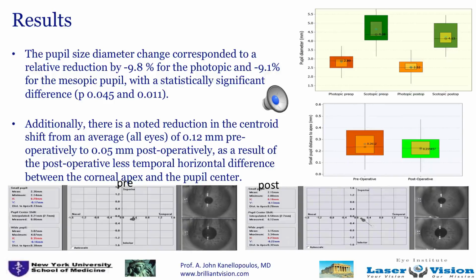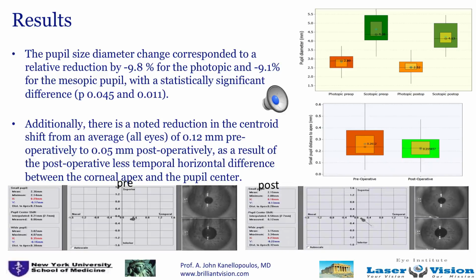In addition, there's a noted reduction in the centroid shift from the average for all eyes 0.12 millimeters, so this is 120 microns preoperatively, to 0.05 millimeters, which is 50 microns postoperatively, as a result of the postoperative less temporal horizontal difference between the cornea apex and the pupil center. And the graphs of these findings are seen here on the slide.